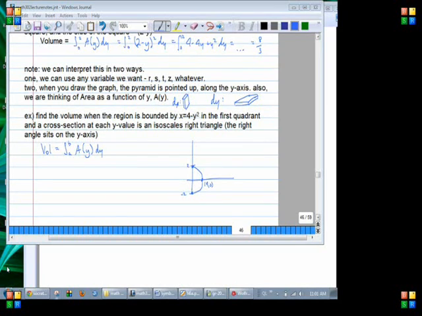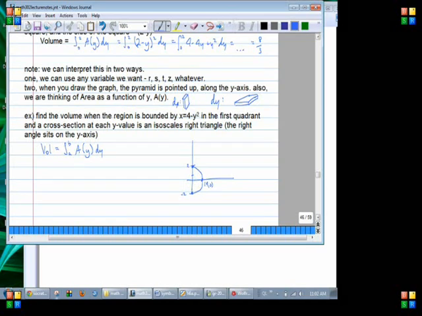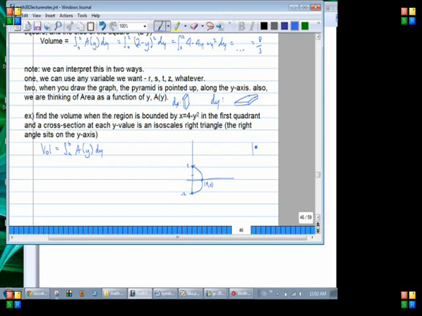now what does it mean that each cross-section is an isosceles right triangle? Well, let's take, for example, the slice right here. Okay, so what does it mean to have an isosceles right triangle? Well, what is an isosceles right triangle? It's that. So I gave a tip, which was the right angle sits on the y-axis. So the right angle should be sitting right there. So we got to build an isosceles right triangle there. So it's going to look like that, if you will.